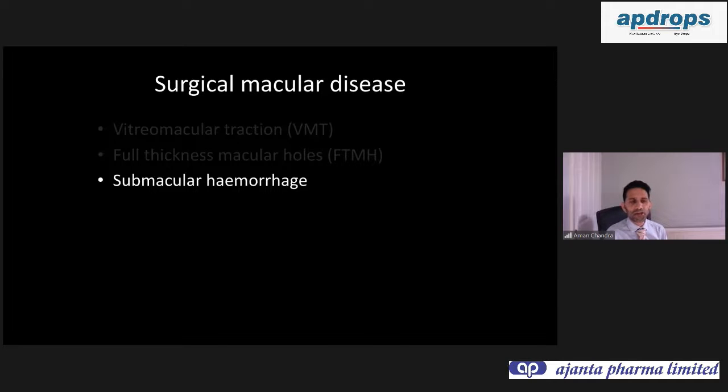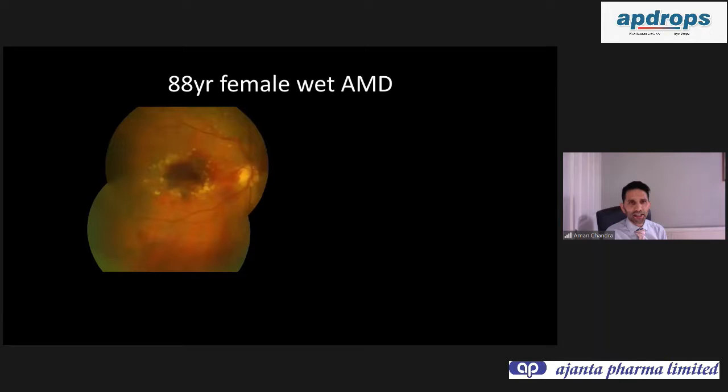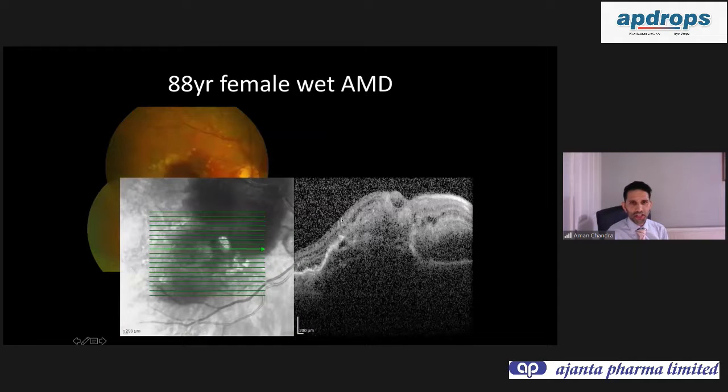I'll briefly now mention a condition that I do think is a surgical retinal disease called submacular hemorrhage. This is an 88-year-old lady with wet macular degeneration. You can see the drusen around her macula and some atrophy and hemorrhage around the fovea. And the OCT is able to show us hemorrhage underneath the macula.